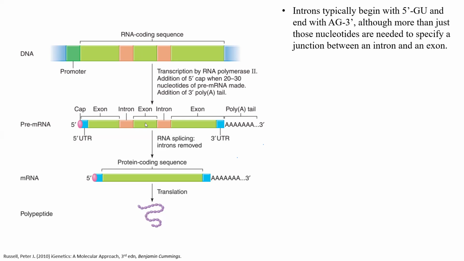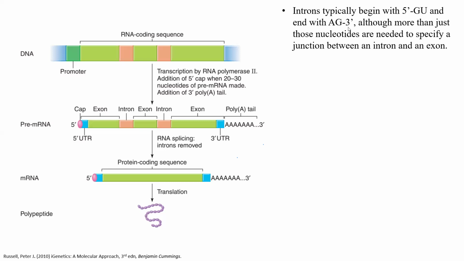So exons are coding sequences. They have to be retained, so they are not removed. Introns are non-coding, and only introns are removed. So what tells this machinery where an intron begins and where an intron ends? Introns begin typically with these two nucleotides, guanine and uracil, and end with these two nucleotides, adenine and guanine. So they begin with GU and they end with AG. There's a GU at the 5' end and an AG at the 3' end.